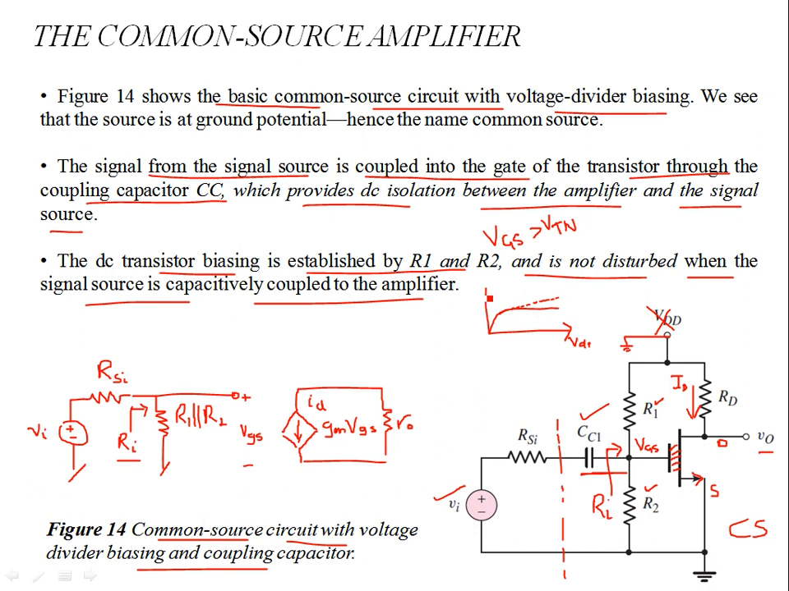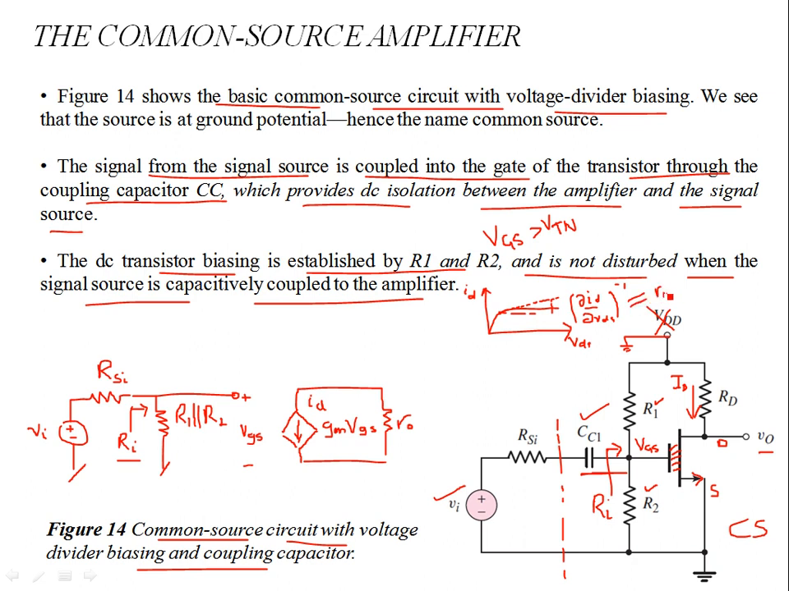It's not flat. This is the ID axis, and if you take the gradient of the ID-VDS curve over here, partial ID with respect to VDS, and take the inverse, you get the quantity in ohms. I'm talking about the inverse of this gradient. This is the output resistance. These are the IV characteristics of the MOSFET device, and this gives you the output resistance of the MOSFET.